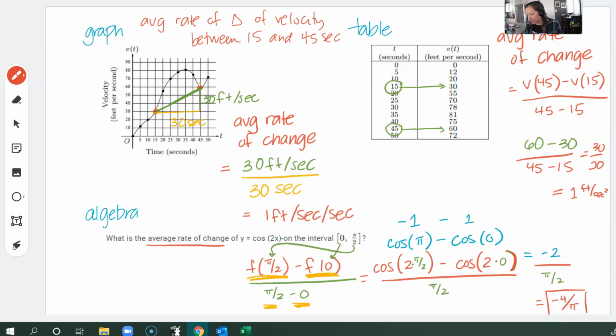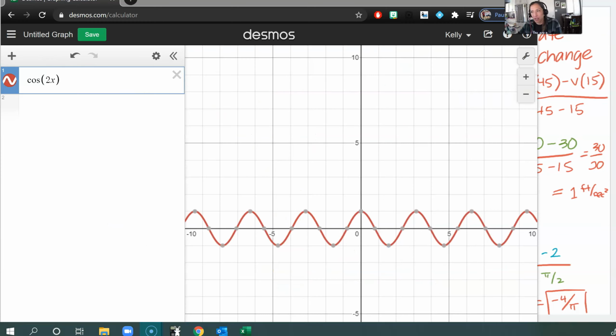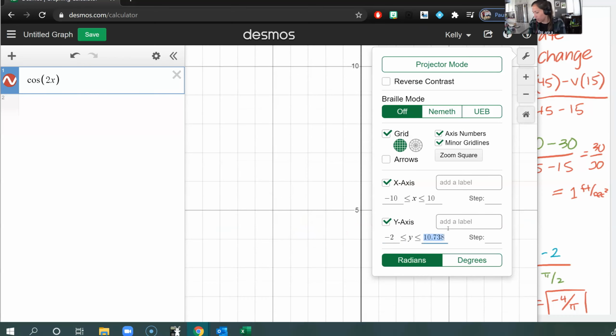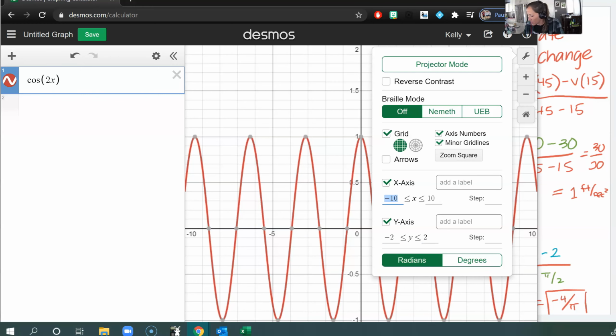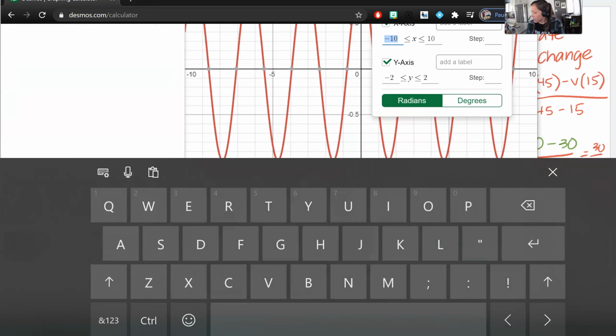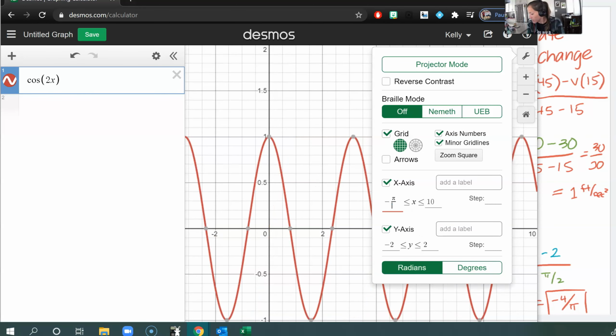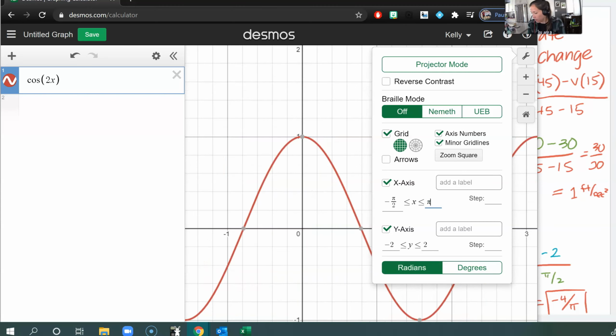Let's go ahead and pause for a second. There she is. I wanted to bring in a visual, so I'm pulling up Desmos. I typed in cosine of 2x. I'm going to zoom in and set my y-axis. I know that cosine's range is negative 1 to 1, so let's just do negative 2 to 2. It looks like we wanted to know between 0 and pi over 2, so let's go from negative pi over 2 to positive pi, so that we can visually see what's going on here.